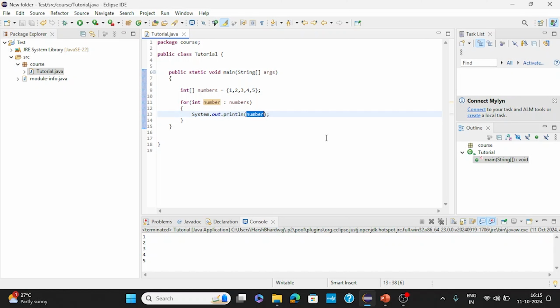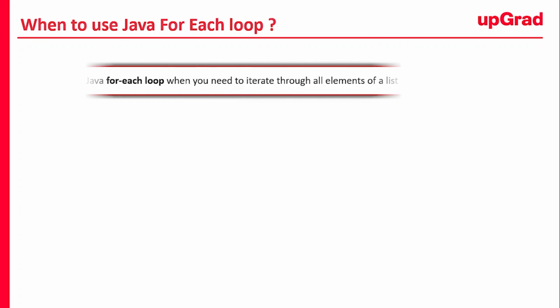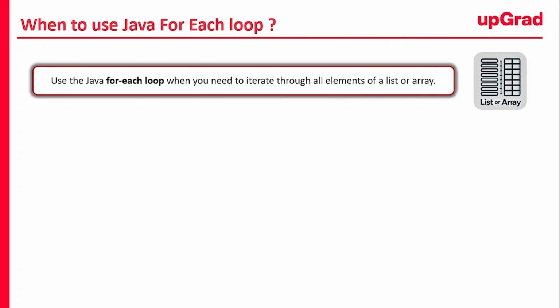Now that we have seen how the for each loop works, let's move on to when it's appropriate to use it. So now let's understand when to use the Java for each loop. You should use the Java for each loop when you want to go through all the elements in a list or array without changing anything.